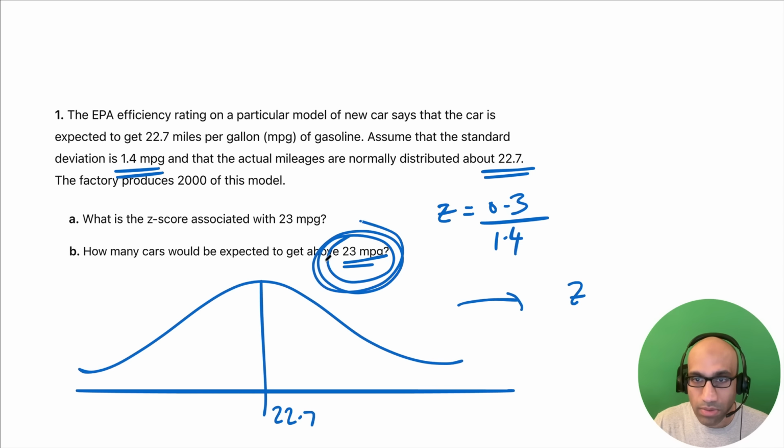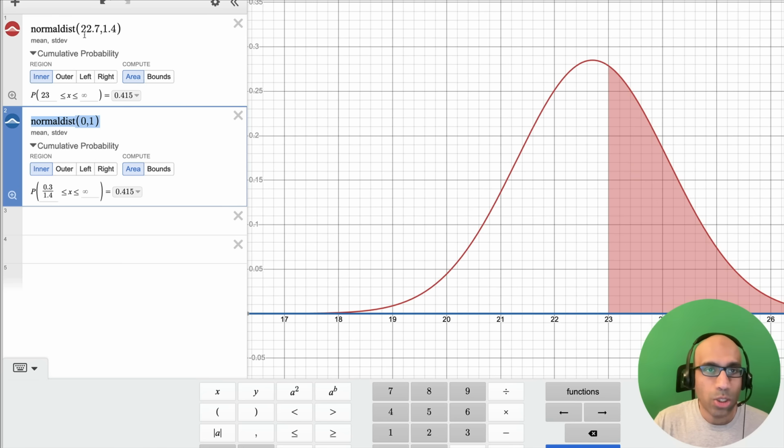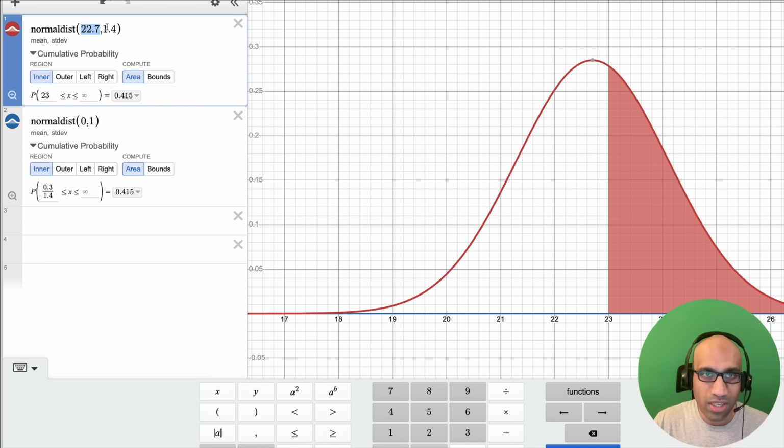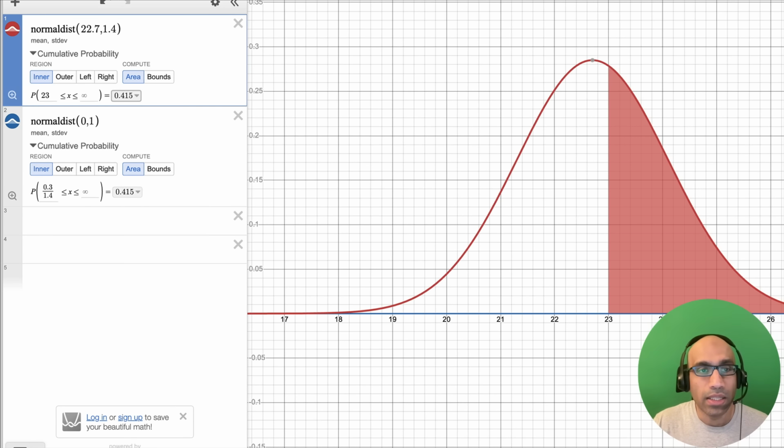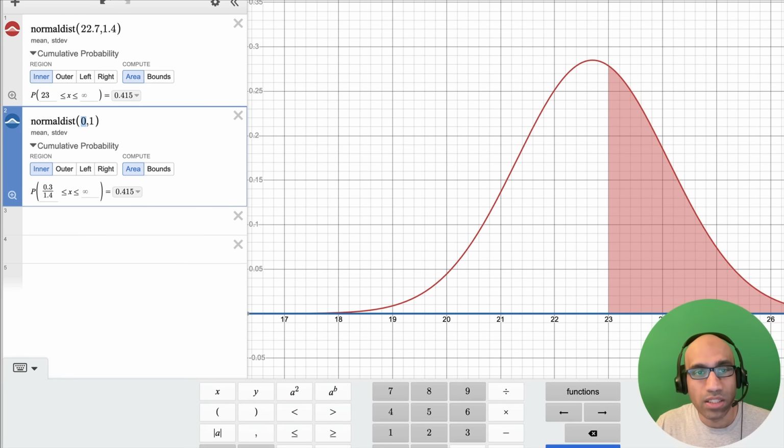So you've got 23 here, and the mean is 22.7 and 1.4. I've already written down 22.7, 1.4, which is the mean and then the standard deviation, and then this is just greater than 23, and this goes to infinity. How easy is that? And then for the z-score it's going to be 0, 1, the mean and the standard deviation, and then this answer, which was our original z-score, 0.3 divided by 1.4. So how do you get all of this? Let's try the steps here.